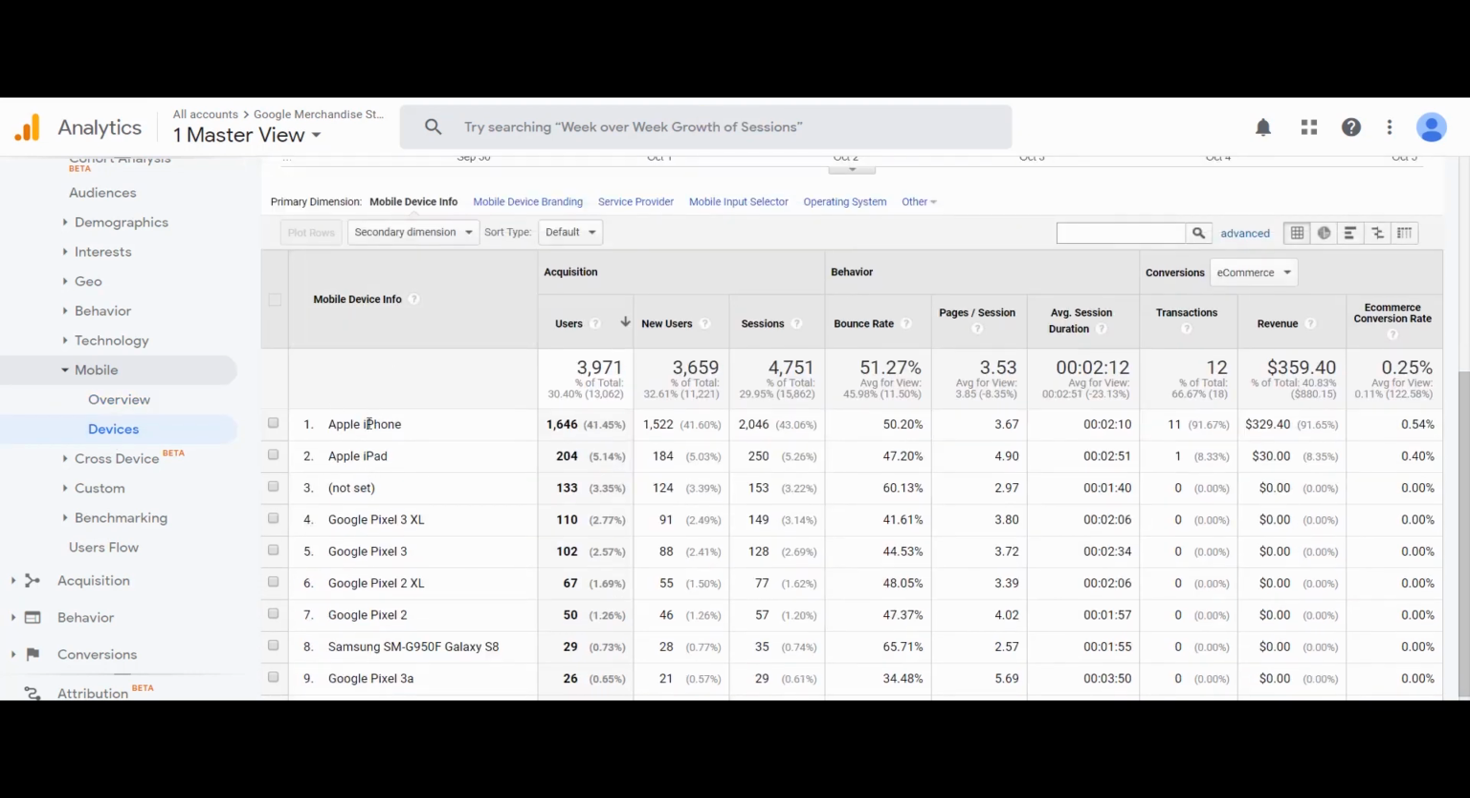These are the mobile brands which users are using to reach our website. Here at the top is iPhone, followed by Apple iPad and others.